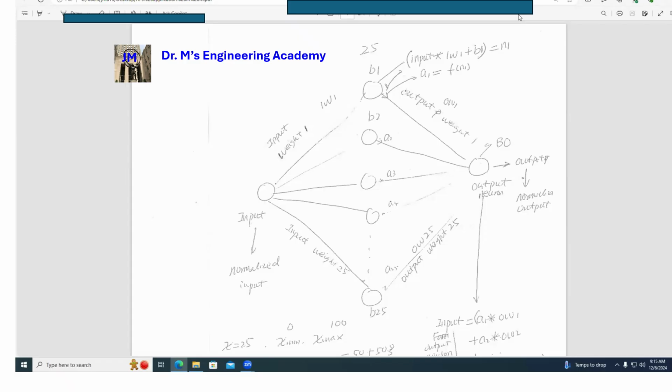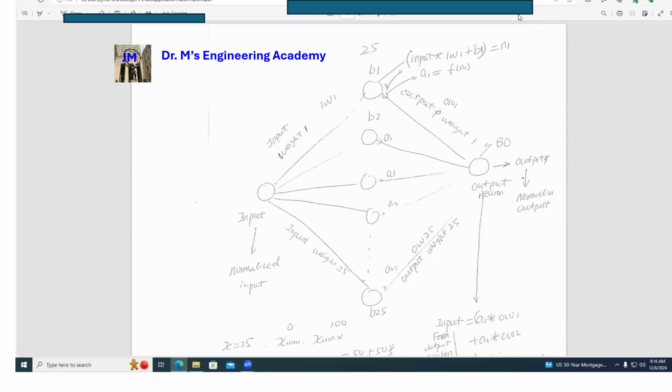Each of these connections has weight values. I use this notation for the input weight: input weight value number 1, and here is input weight value number 25. For the output, I use output W1, and so on and so forth, up to output W25. So these are the weight values, and they come from the MATLAB program.